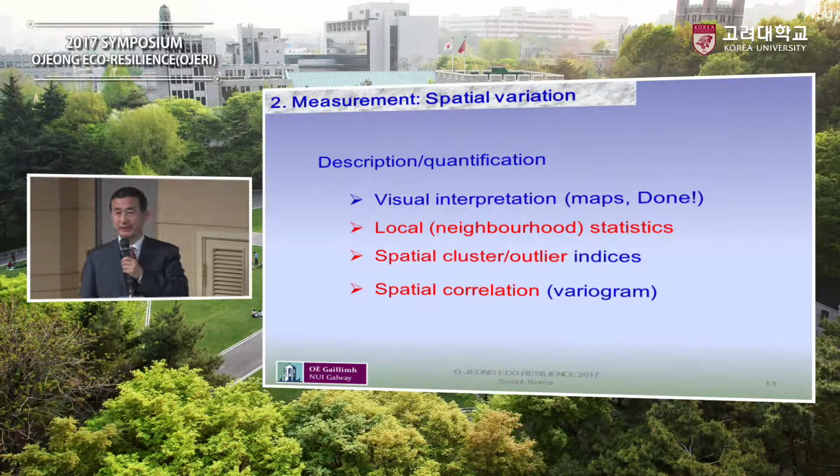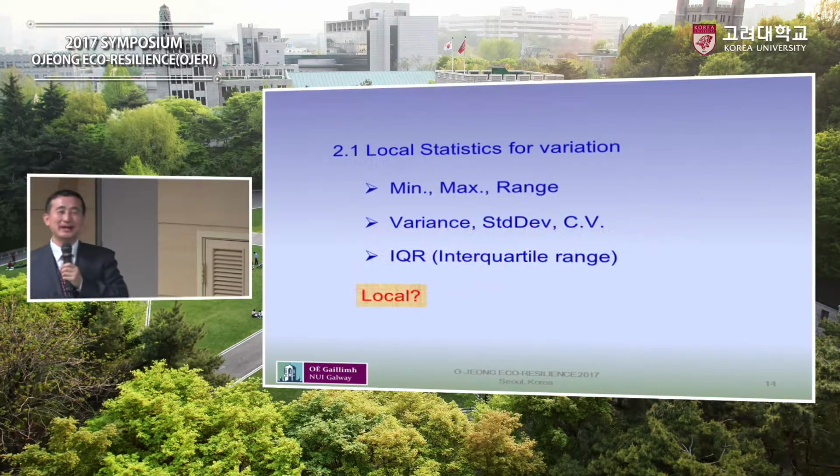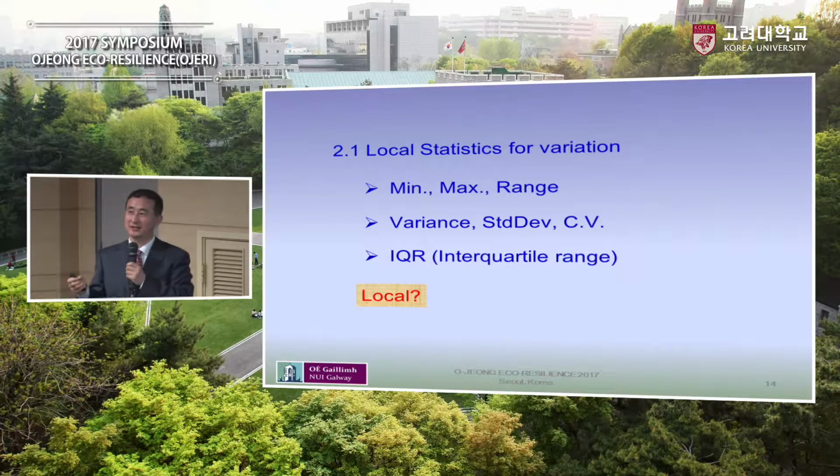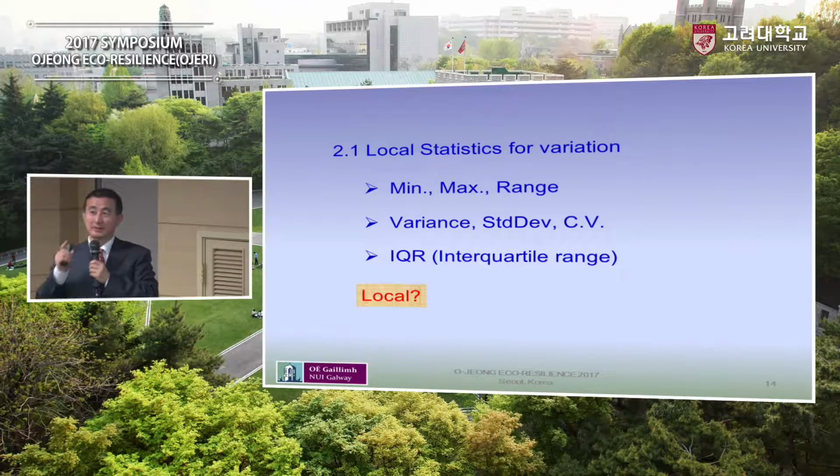Now, how do we measure it? It's there, so what can we do? First, the easiest way to measure it is just visual, and we have already done that. The second way is using statistics. When we have a data set, how do we measure variation? We get minimum, maximum, value range, standard deviation. So that's how we do it. But we get only one value for a data set.